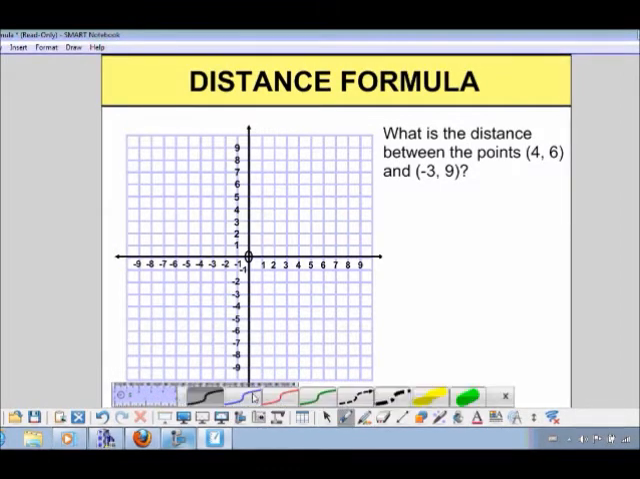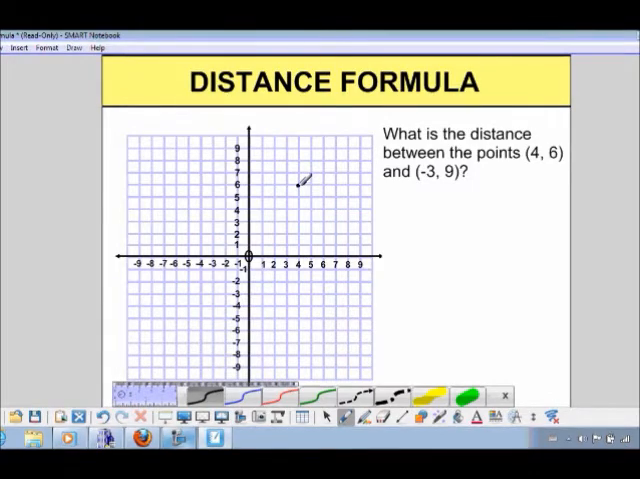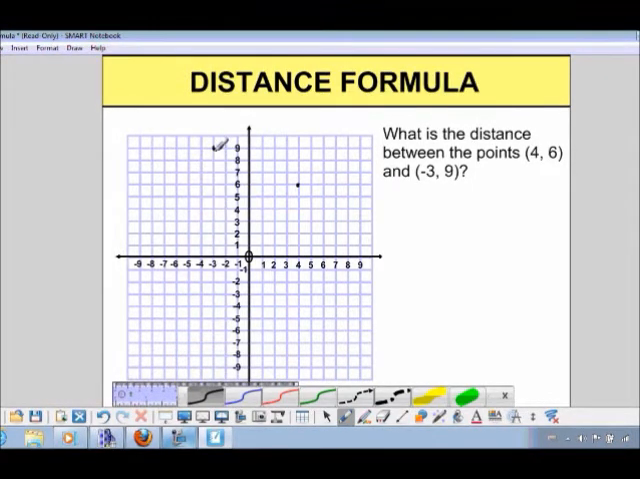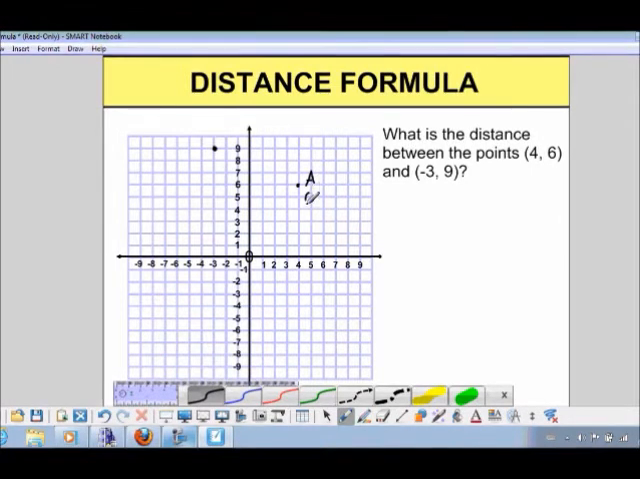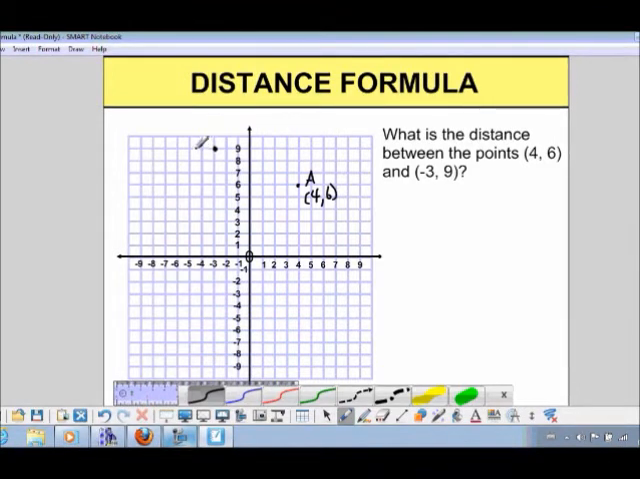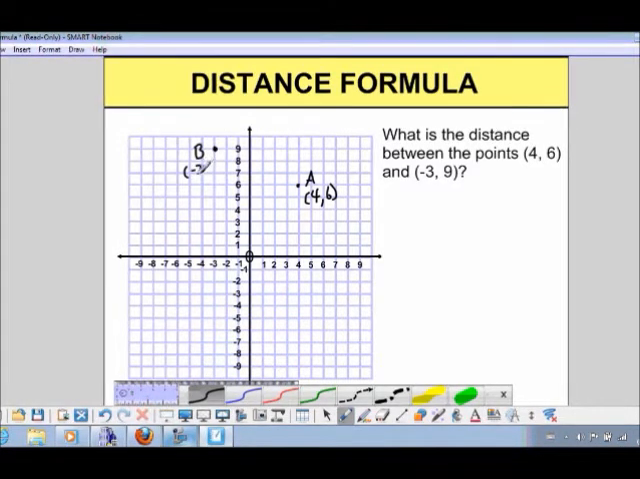Well, I'm going to plot those points on my Cartesian plane, (4, 6) and (-3, 9). And you don't need to plot them, but if you're a visual learner, it's good to do. It also helps kind of illustrate it. And I'm going to call this point A. I'll write in the coordinates here. And I'm going to call this point B. Just gives us a way of referring to them and keeping them separate from one another and writing the coordinates.